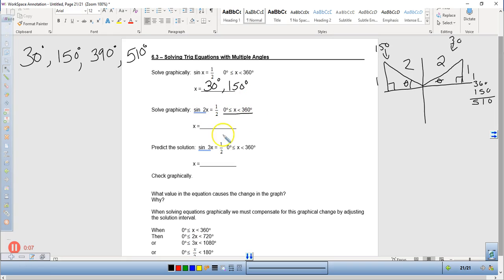That fits within this restriction. What if I wanted to make 390? 195 times 2 is 390. That fits in within this restriction. Making 510, I can put the number 255. 255 times 2 is 510, and 255 falls within this range.